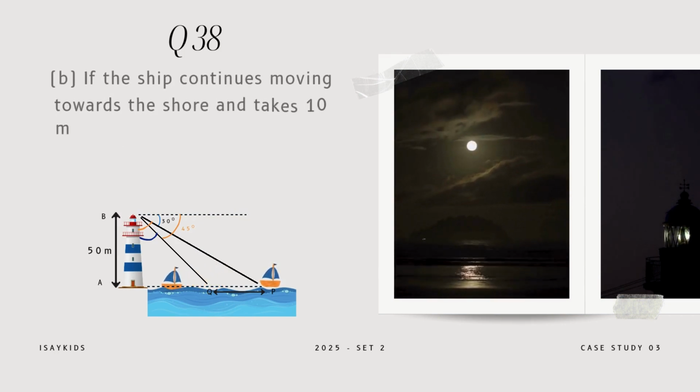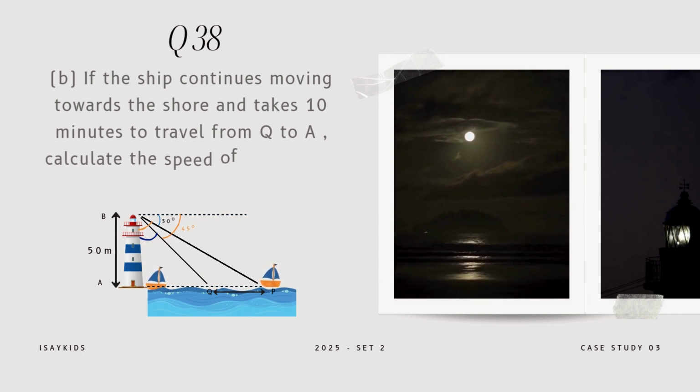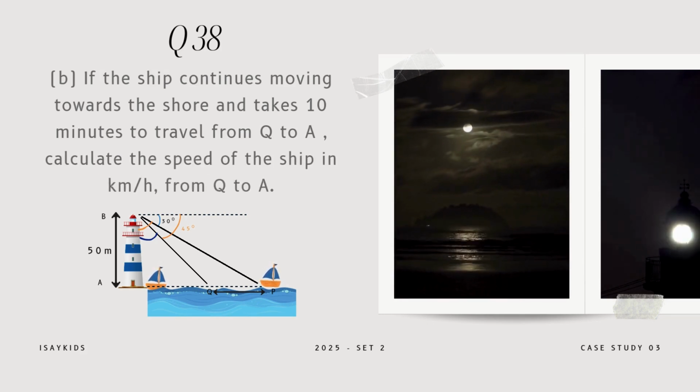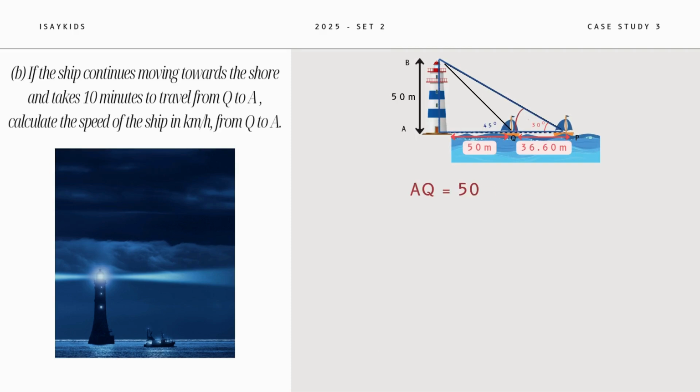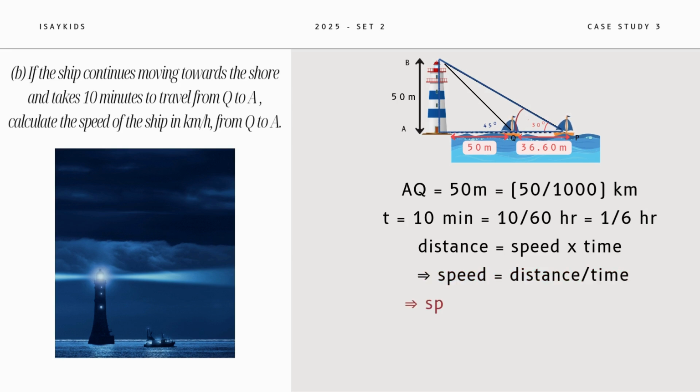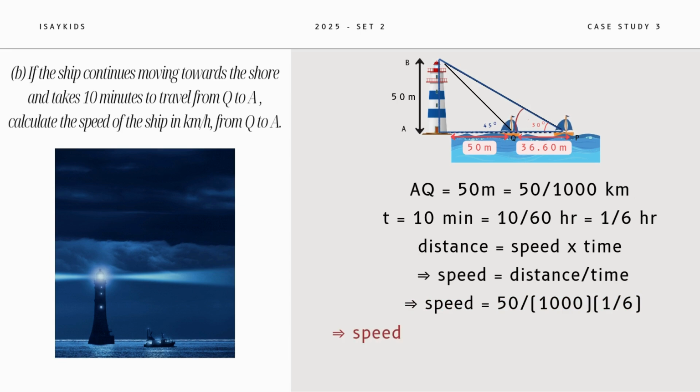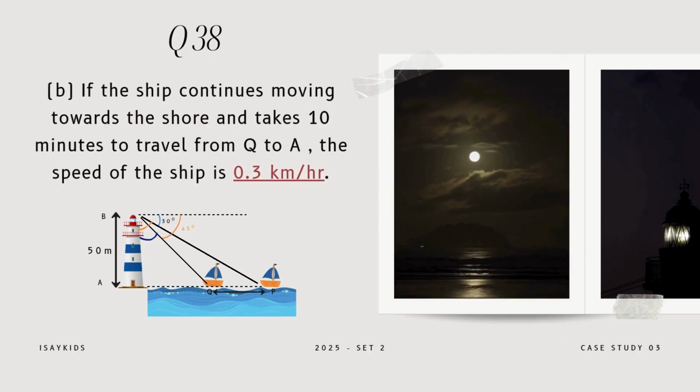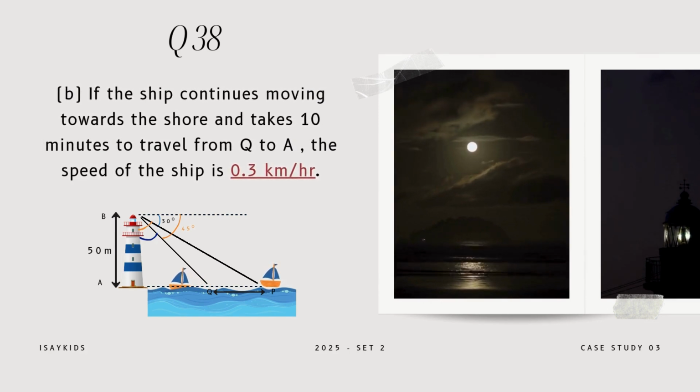If the ship continues moving towards the shore and takes 10 minutes to travel from Q to A, calculate the speed of the ship in kilometer per hour from Q to A. Now AQ is 50 meters, so 50 upon 1000 kilometers. We are given that time is 10 minutes, so it will be 1 upon 6 hours. Distance is speed into time, so speed would be distance over time. So 50 upon 1000 is the distance and the time is 1 by 6. So it becomes speed equal to 50 into 6 upon 1000, that is 0.3 kilometers per hour. So the speed of the ship is 0.3 kilometers per hour.